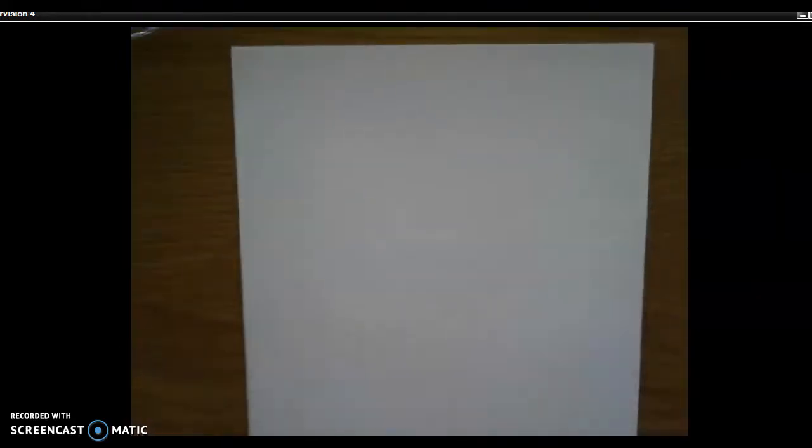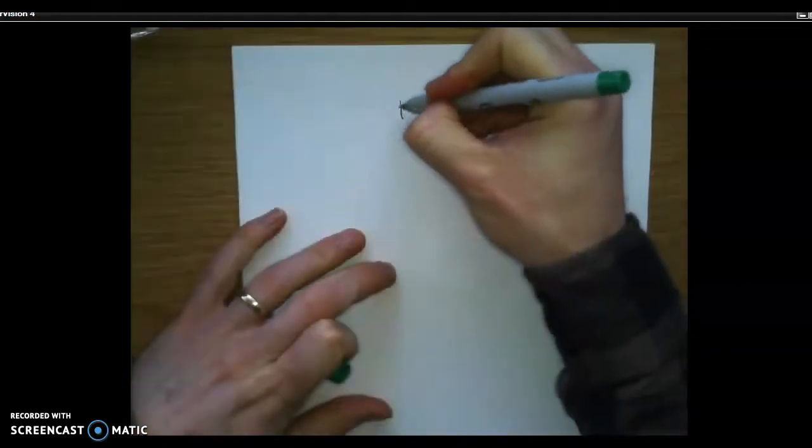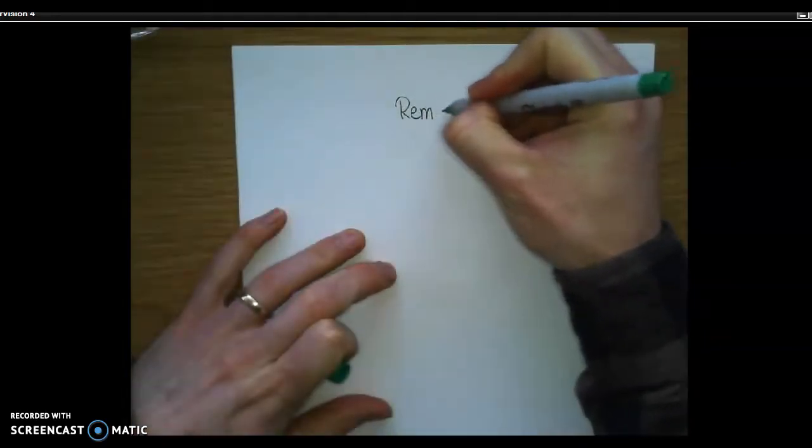Now, what happens when we have a sum that might have a remainder? Okay, so remainders.